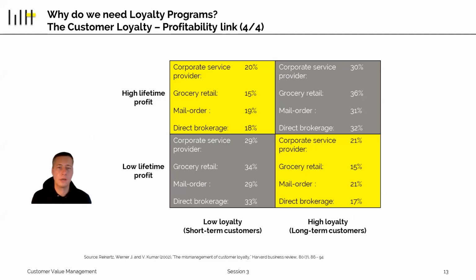And you see here an analysis that has been made in an article, and I also put that into the supplementary reading, that counts the customers in those different buckets for different types of industries: corporate service provider, grocery retailing, mail order, and direct brokerage. And you see when you add up the grays, it's above 50%. So yes, on average, there is a relationship between profit and loyalty, but it's not that strong because there's also a lot of customers in the yellow.